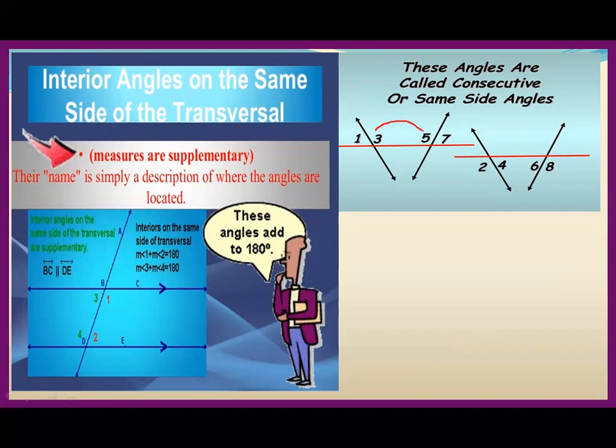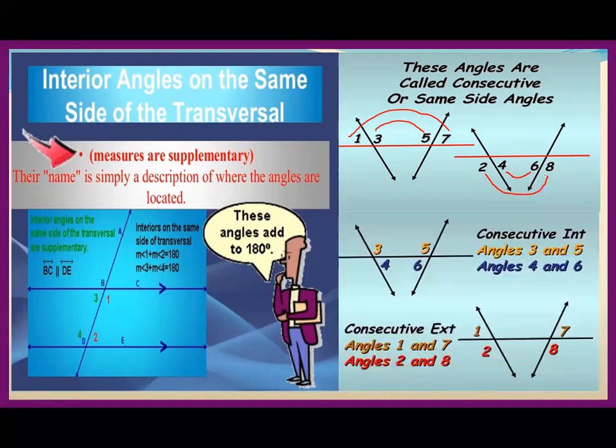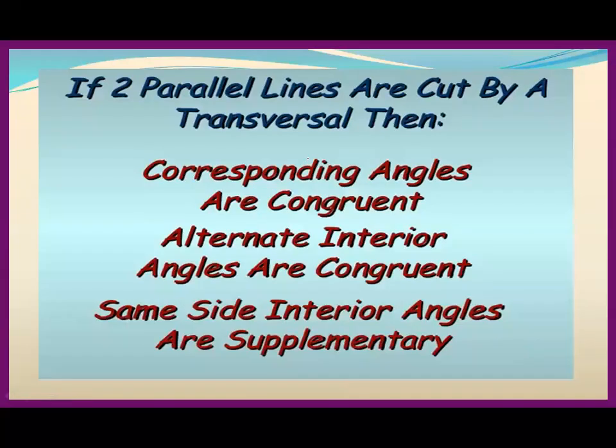Interior consecutive angles add up to 180. Exterior consecutive angles add up to 180. Similarly, 4 plus 6 is 180, and 2 plus 8 is 180. So interior consecutive angles and exterior consecutive angles. So if the two parallel lines are cut by a transversal, then the corresponding angles are congruent, alternate angles are congruent, and same side interior angles are supplementary, or otherwise you can call them consecutive angles.